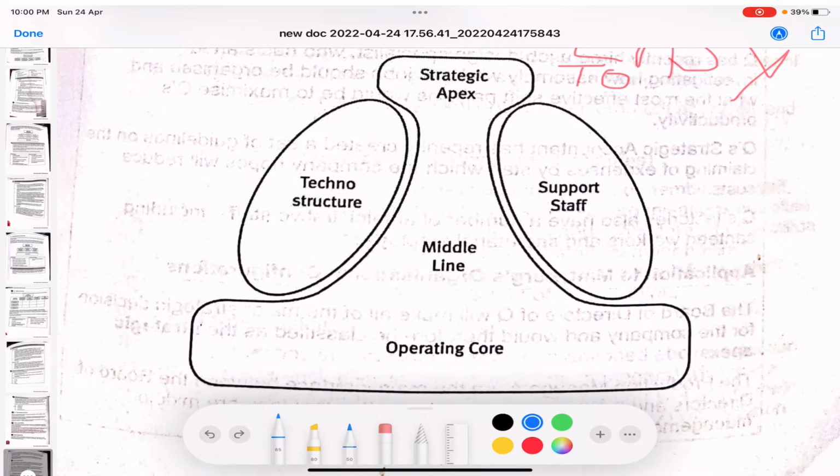I think that's very easy. Five things. Say it with me again. From the top: strategic apex, middle line, operating core, technostructure, support staff. Very good. I'm proud of you.